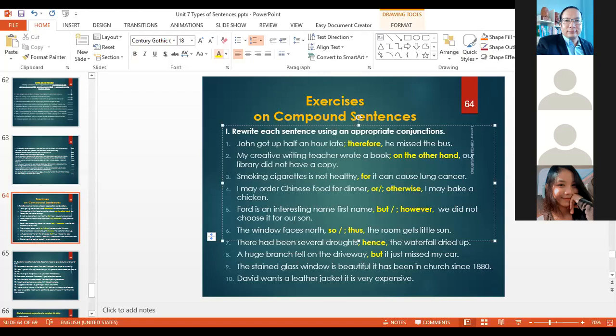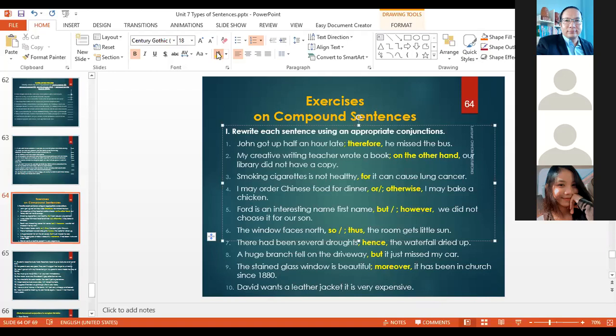The stained glass window is beautiful. What do we put here? "And". And, right? Yes. And it has been in church scenes. Okay, good. If you want a conjunctive, we can say "moreover", or "furthermore", right? No problem. How about number 10?